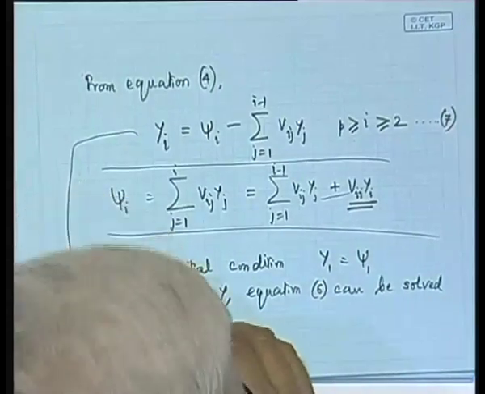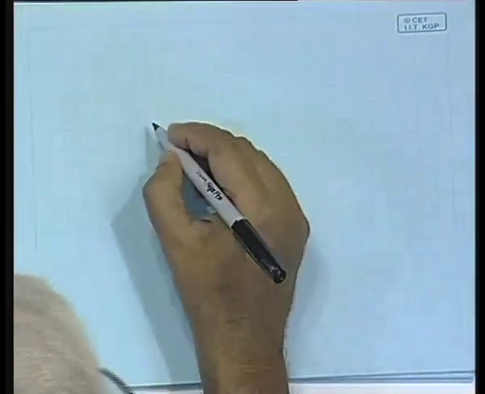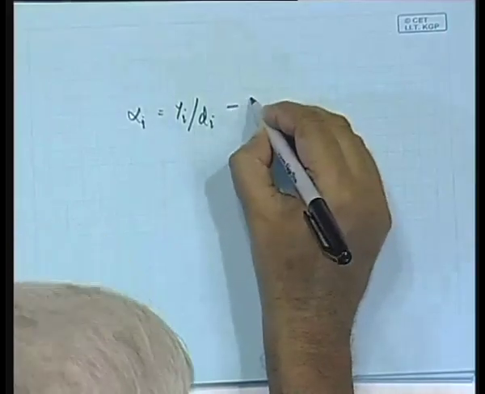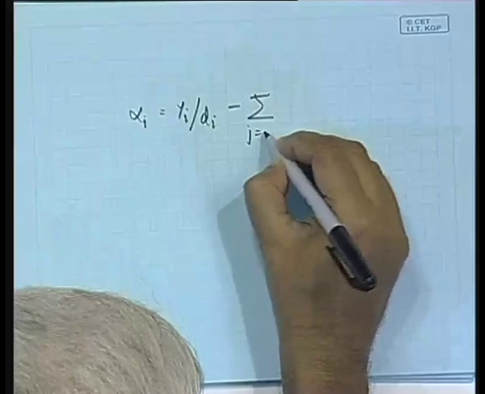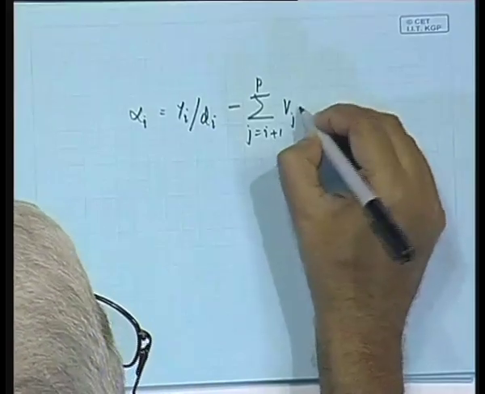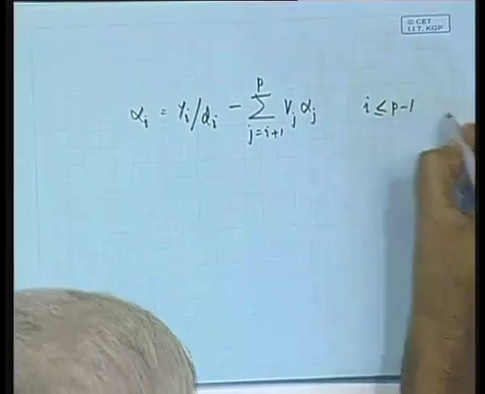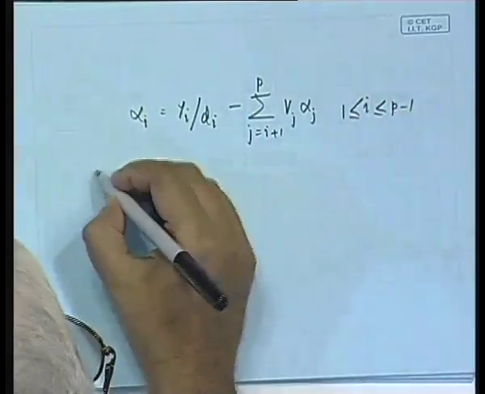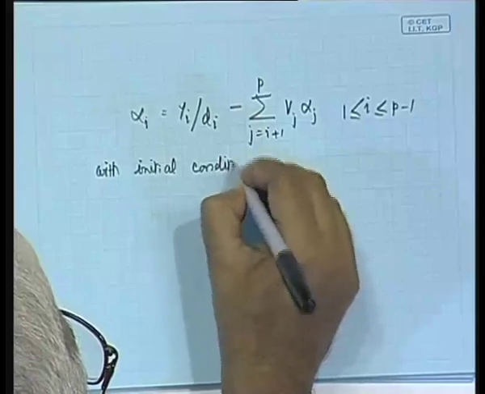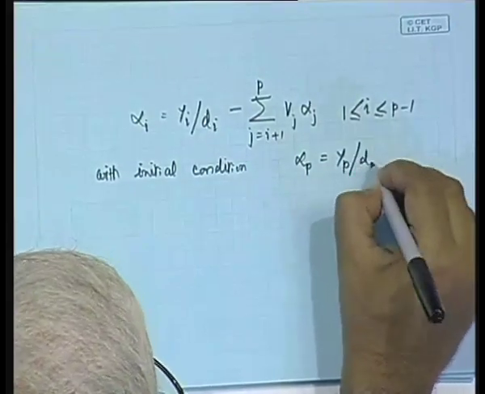So, solve recursively for what? For alpha, right. So, we are going to write the recursive relation as alpha i equal to yi upon di minus summation, written as j is equal to i plus 1 to p of v j alpha j, and in this case i has to vary from 1 to p minus 1, and the initial condition that we have to put here is alpha p equal to yp upon dp.